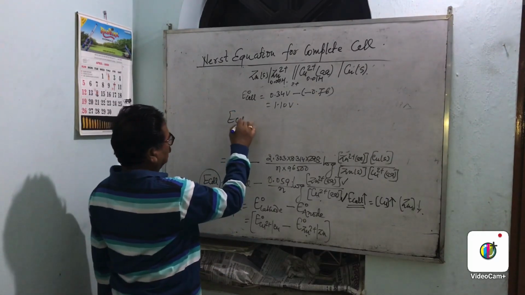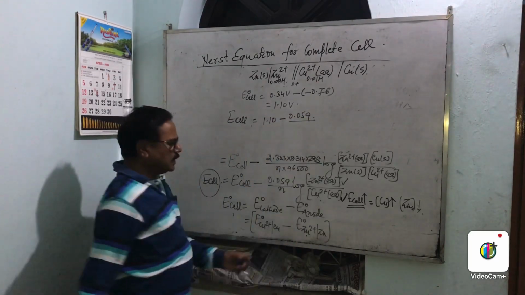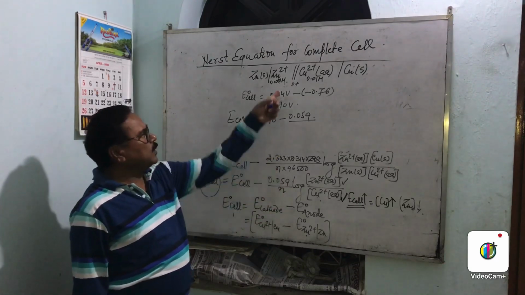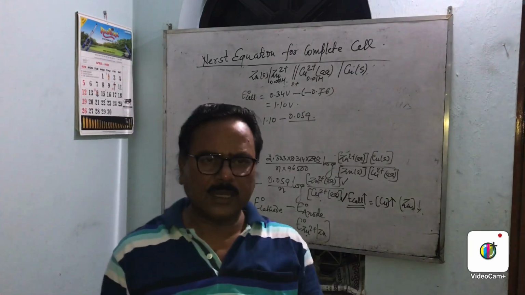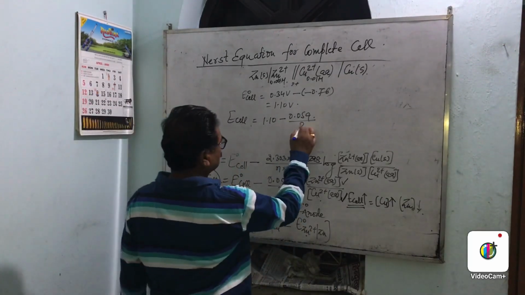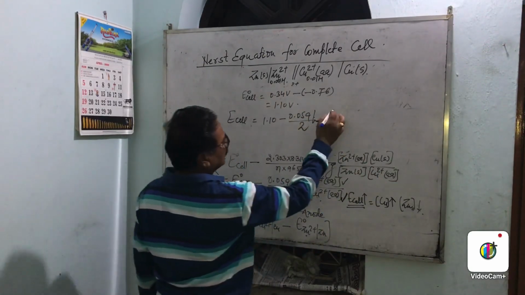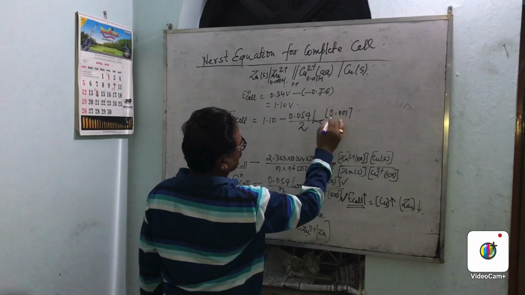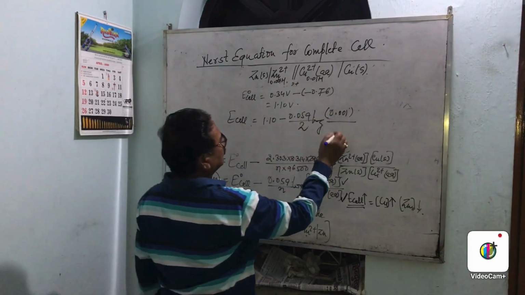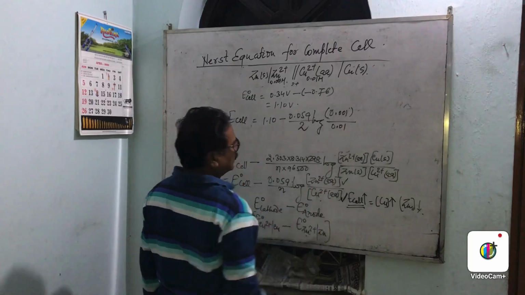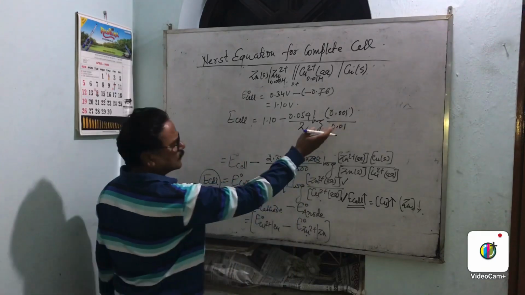Now E cell is equal to 1.10 volt minus 0.059 by n. What is the value of n here? That will be 2, because we have seen that the number of electrons lost is 2 and gained is 2. That's why here the value is 2, and log. And what is the concentration of zinc ion? So I have written here 0.001, and the concentration, when we put it in the small bracket after putting the value, this is 0.01. Now you will solve it. It will be simply log 10.